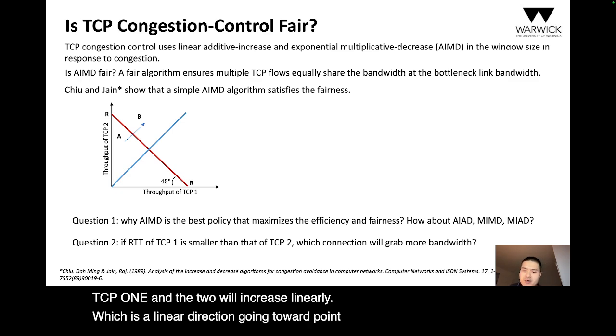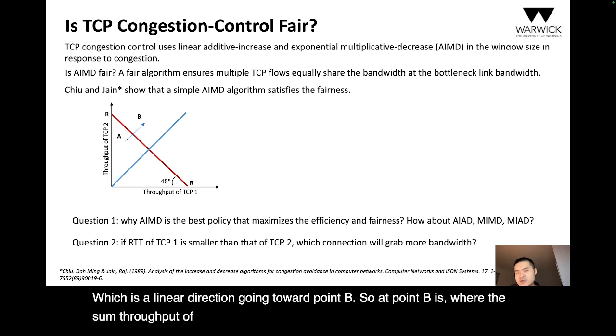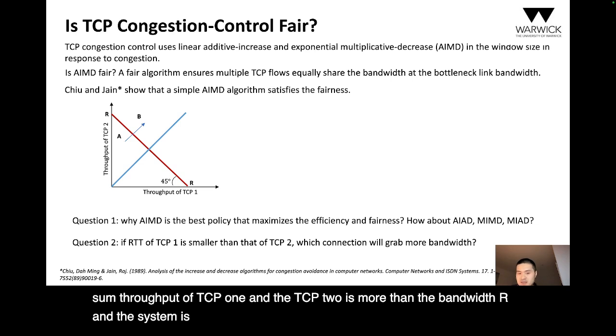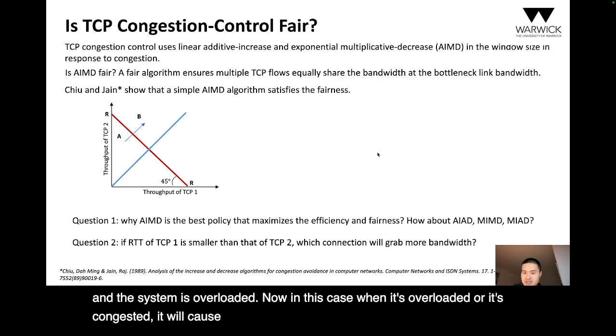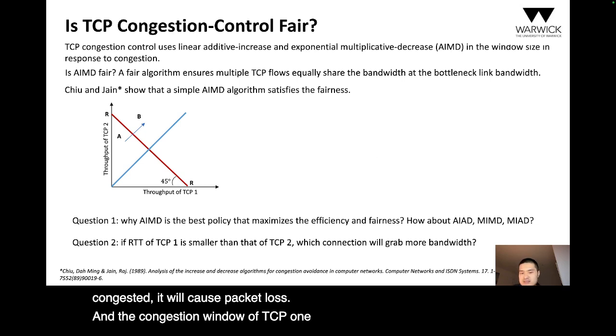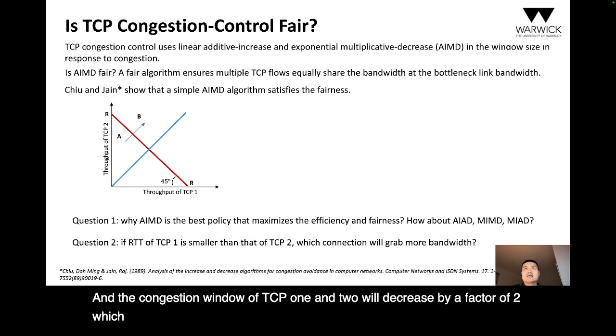At point B, the sum throughput of TCP1 and TCP2 is more than the bandwidth R, and the system is overloaded. In this case, when it's overloaded or congested, it will cause packet loss. And the congestion windows of TCP1 and TCP2 will decrease by a factor of 2, which is multiplicative decrease. So it will be going down.